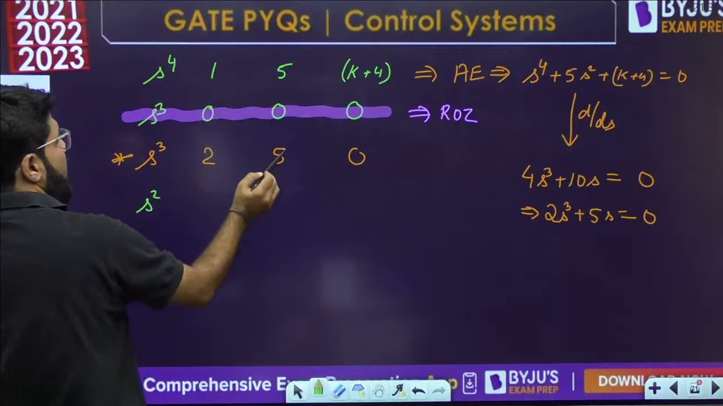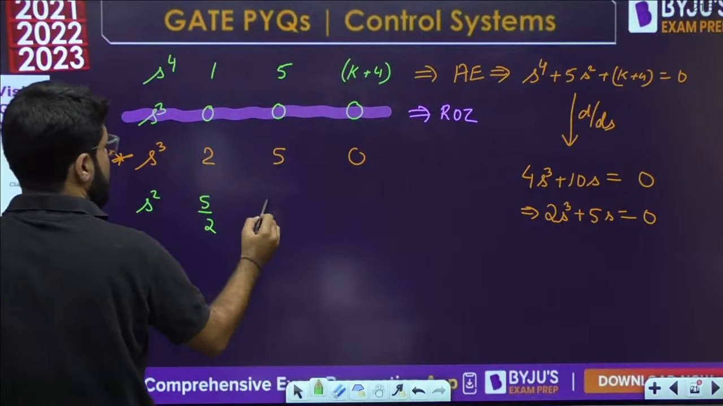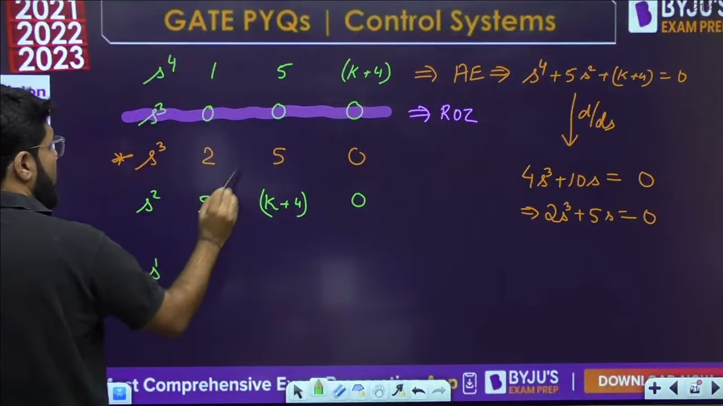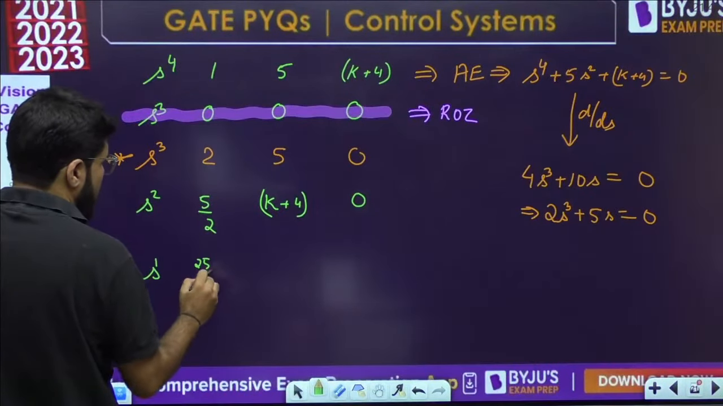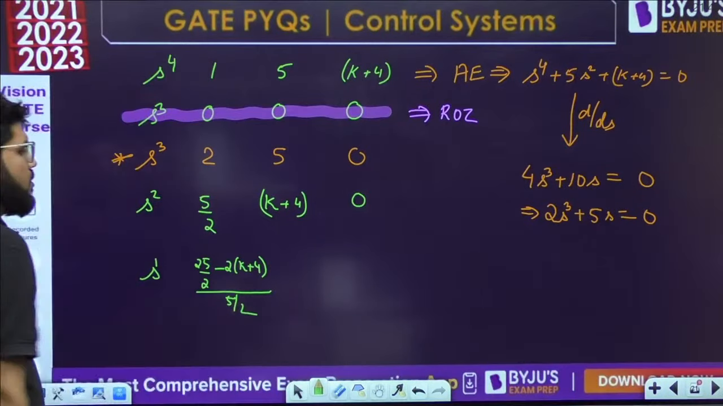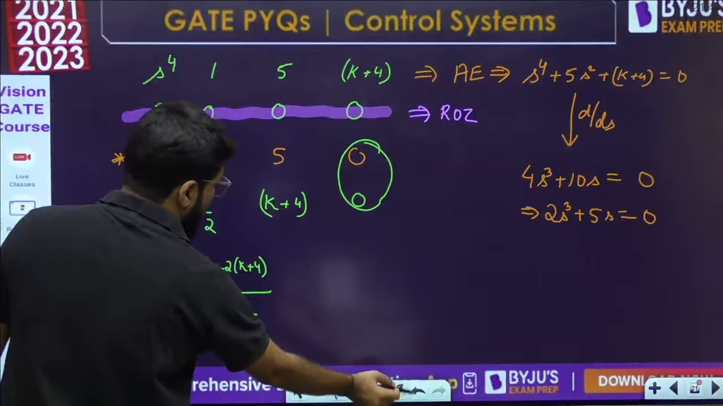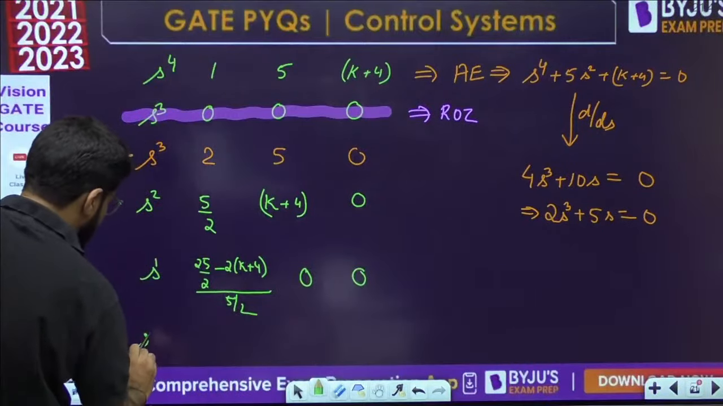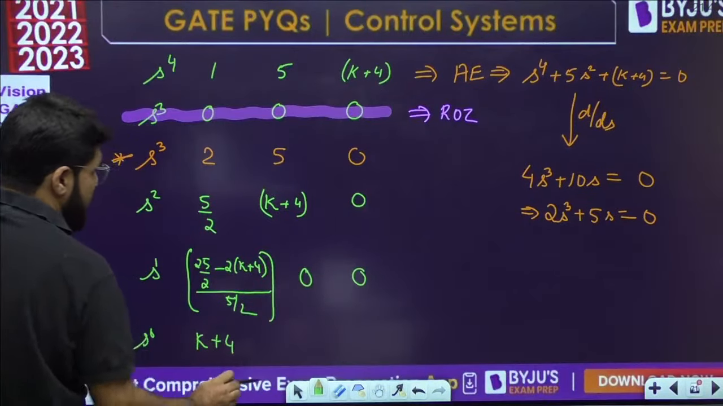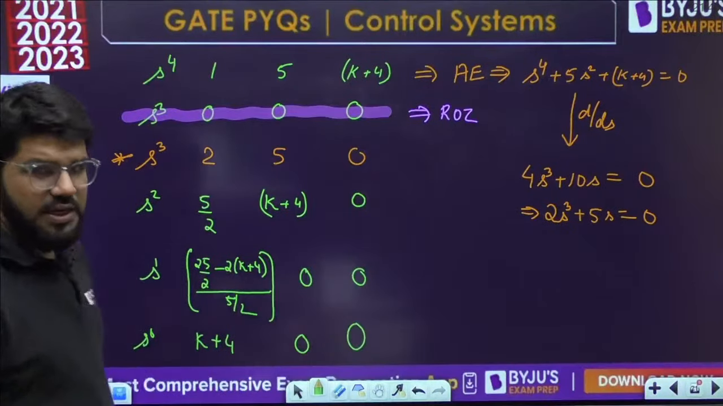Now, s power 2: 2 fives are 10 minus 5, 5 by 2. Then 2 into k plus 4 divided by 2, so k plus 4. The last element of a row is anyway 0. S power 1 row: 5 by 2 into 5, that is 25 by 2, minus twice of k plus 4, divided by 5 by 2. Let it be. Now the entire column is 0 here, the last element anyway 0. For the s power 0 term, only k plus 4 is left.